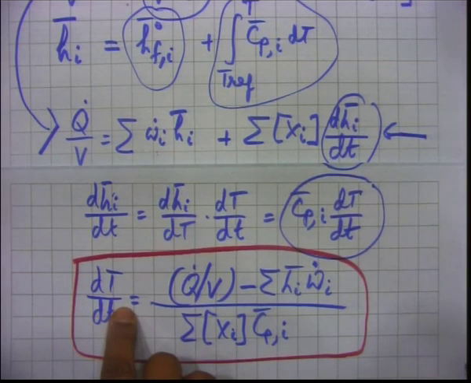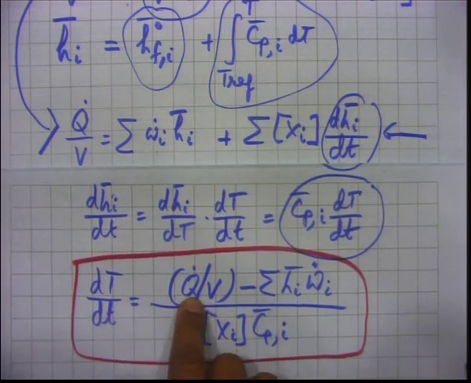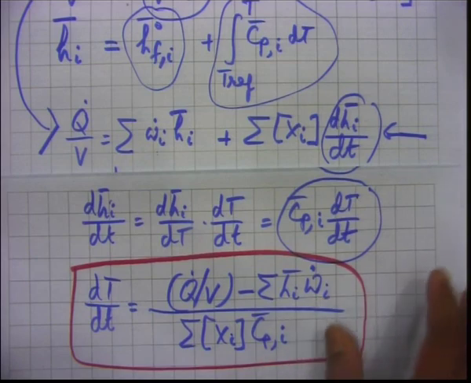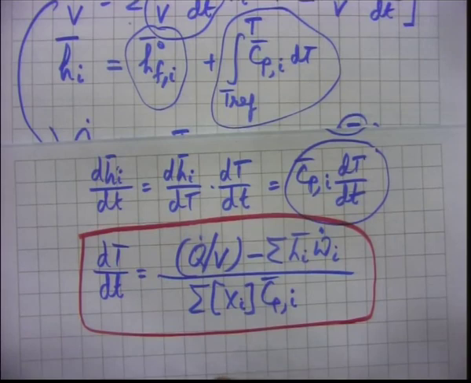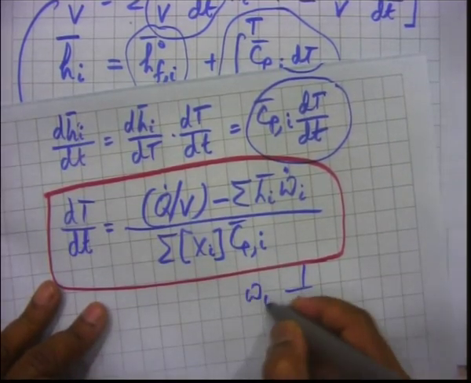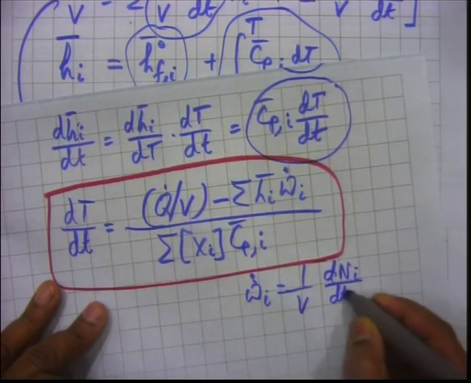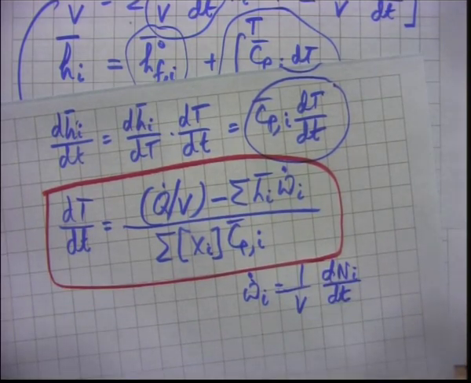Before we leave, and we will stop in half a minute, this tells you that this rate of evolution of temperature depends on this Q dot, of course, and it depends on this omega dot i. What is omega dot i? Omega dot i is, as we just saw a few minutes back, 1 over V dN_i dt, and this of course will have something to do with the reaction rate, correct? Why? Because dN_i dt is the rate of change of number of moles of the ith species. So, of course, it will have something to do with the reaction rate.